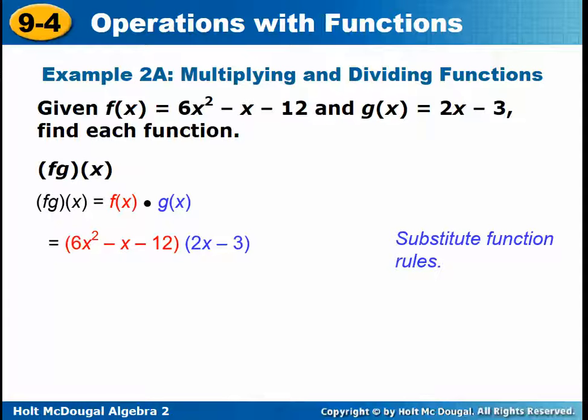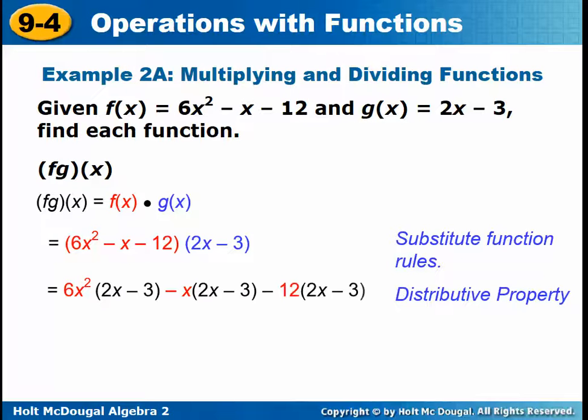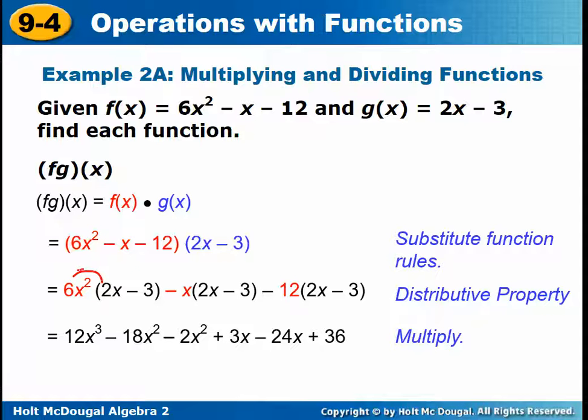So we're going to have to take 6x squared times 2x minus 3, and then minus x times 2x minus 3, and then negative 12 times 2x minus 3. So 6x squared times 2x minus 3, minus x times 2x minus 3, minus 12 times 2x minus 3. And then each part of those needs to be distributed.